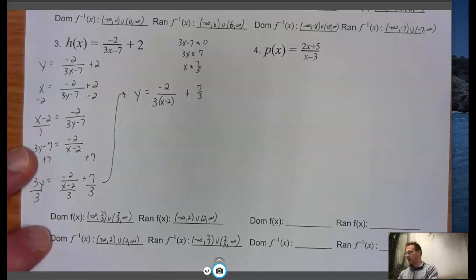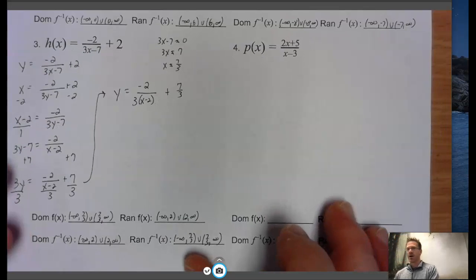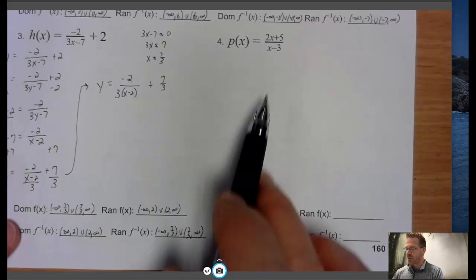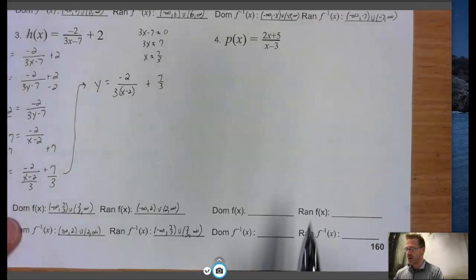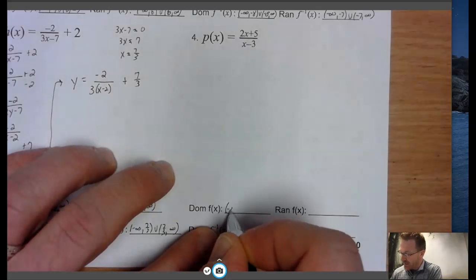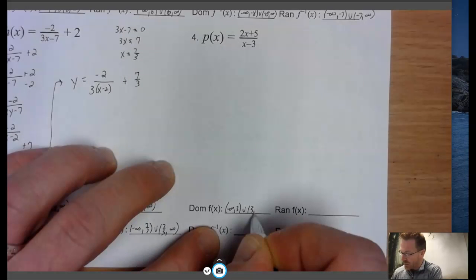All right, so now let's do one more problem together. Problem 4 here is the most complex that we will see. Let's go through this one. Once again, our vertical asymptote would be at 3 here. We can see that very clearly. So we have -infinity to 3, union 3 to infinity.